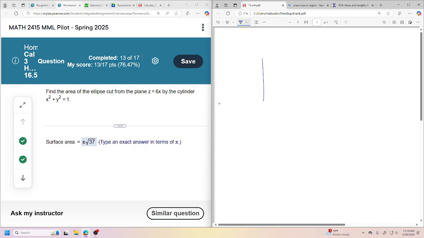So normally we're looking at ellipses. That's a circle, whatever. So we got a circle. That's the 2D version, and it looks like this on the 2D plane. But on the cylinder side, the 6x makes it cut this way, I believe.